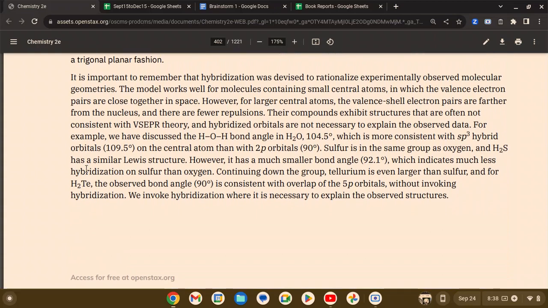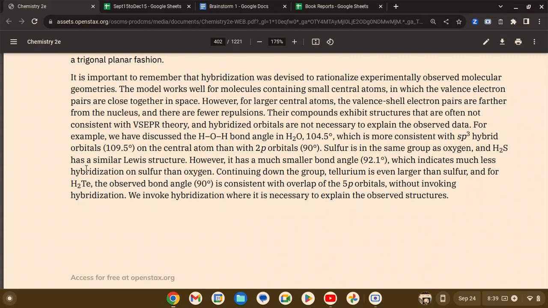It is important to remember that hybridization was devised to rationalize experimentally observed molecular geometries. The model works well for molecules containing small central atoms in which the valence electron pairs are close together in space. However, for larger central atoms, the valence shell electron pairs are farther from the nucleus, and there are fewer repulsions. Their compounds exhibit structures that are often not consistent with VSEPR theory, and hybridized orbitals are not necessary to explain the observed data. For example, we have discussed the HOH bond angle in H2O, 104.5 degrees, which is more consistent with sp3 hybrid orbitals on the central atom than with 2p orbitals.